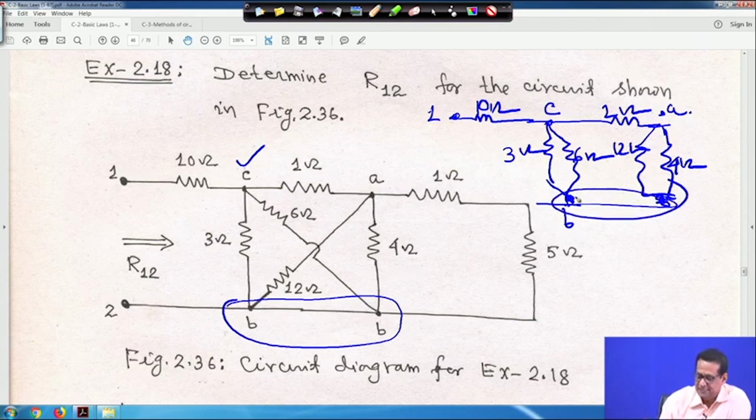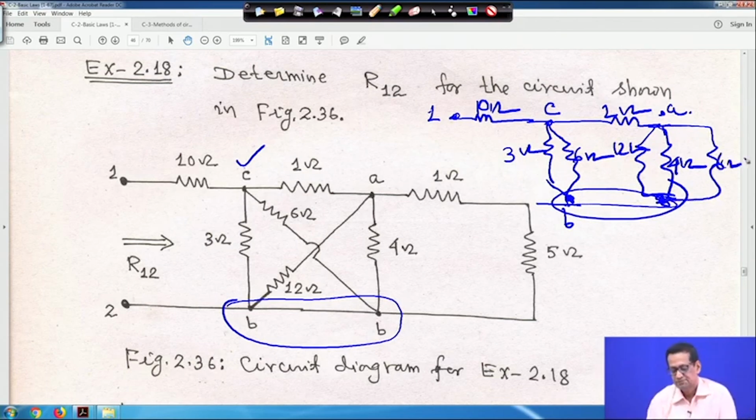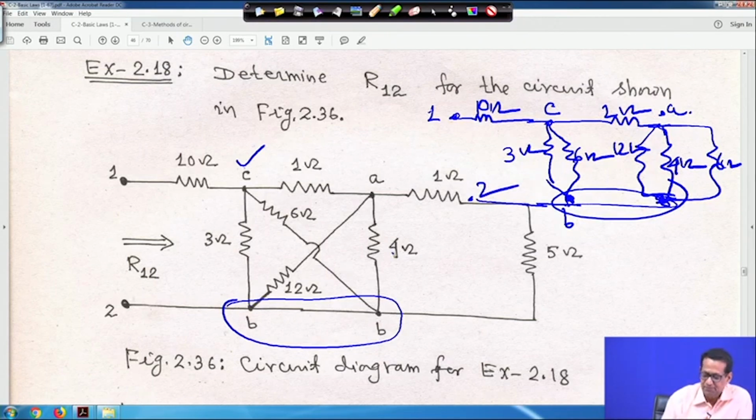Basically the circuit is like this, and 1 and 5 are in series. So, the total will be 6 ohm. So, that means 4 and 12 are in parallel, because this is a common node. I made it like this, and of course this is your point 2, such that understanding will be clear. So, 3 and 6 are in parallel, 4 and 12 are in parallel. So, I am cleaning it.